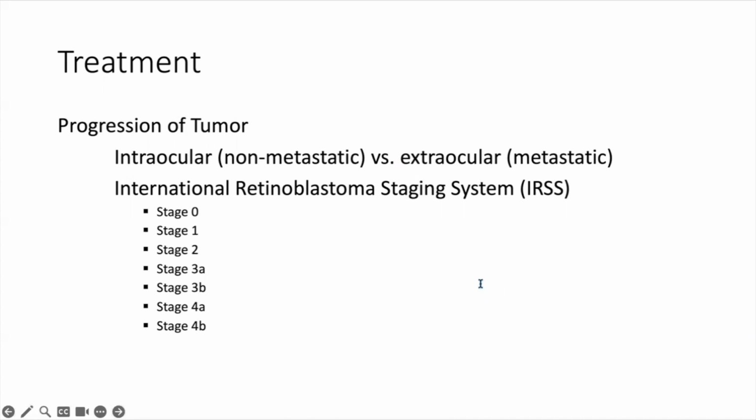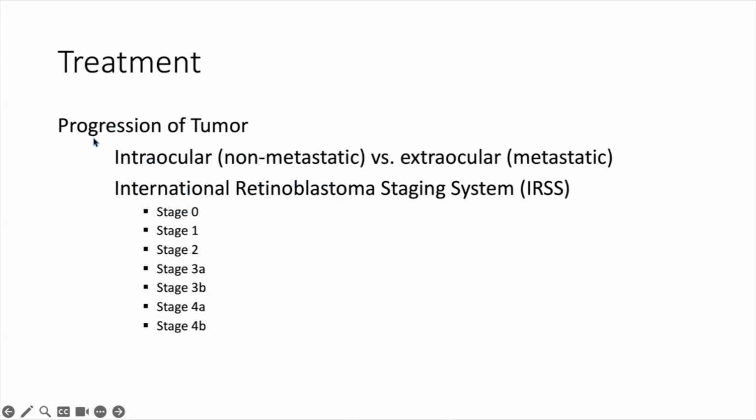extraocular, meaning that the tumor has spread to tissues outside of the eye and metastasized, invading the surrounding tissue, where 3B describes the invasion of the lymph nodes in the neck. And then 4A refers to metastasis to other regions of the body and other distal parts of the body, where 4B refers to the metastasis and invasion of the CNS, as well as brain.